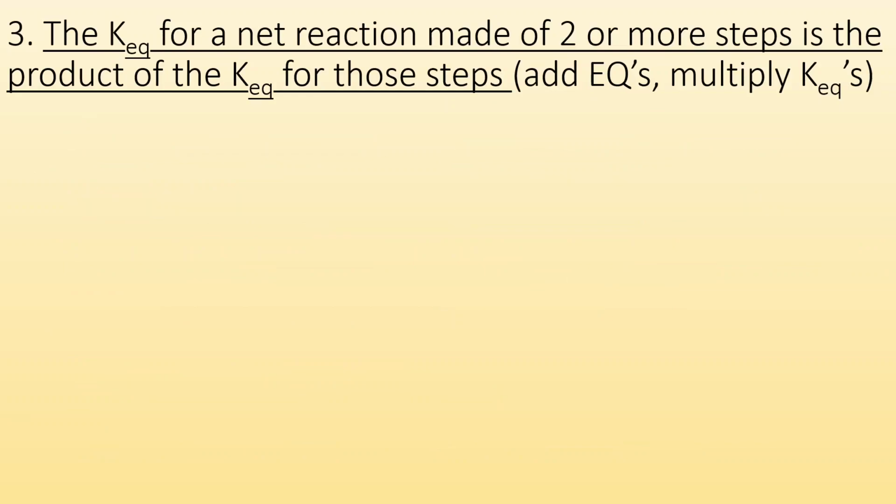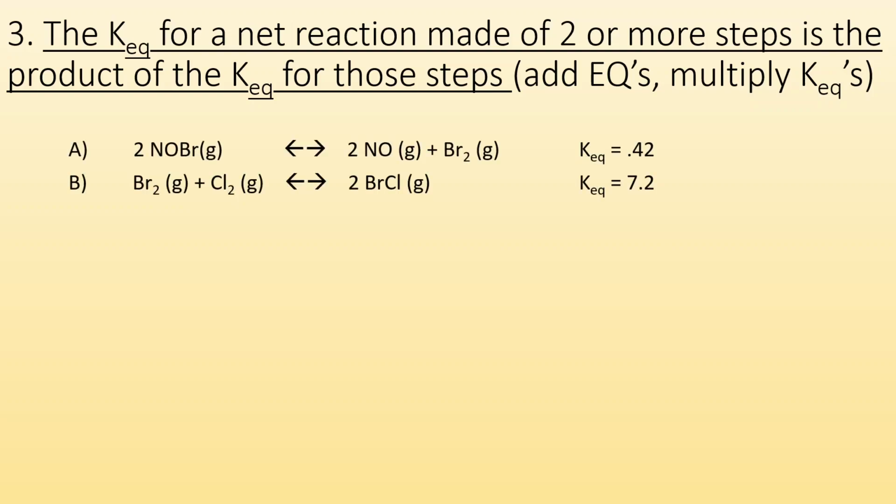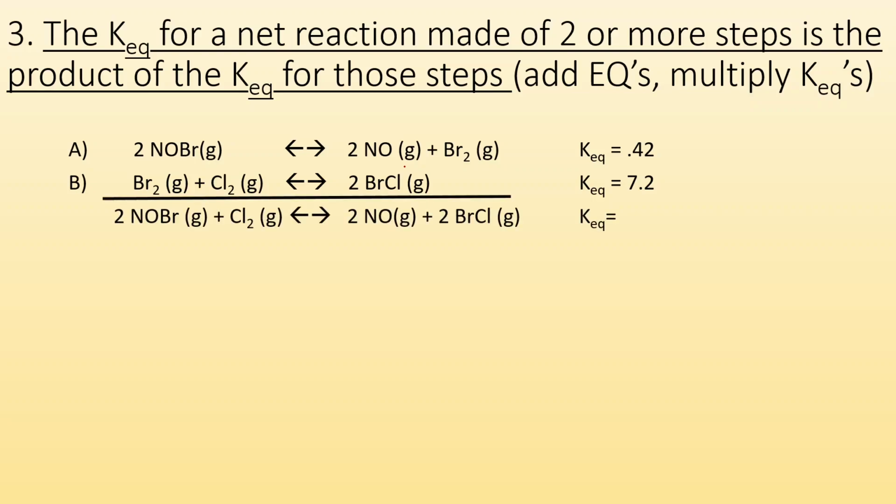Third little tidbit. The KEQ for a net reaction made of 2 or more steps is the product of the KEQ for those steps. Basically, if you add equilibriums together, you got to multiply their KEQs together. So here's an example. I got these 2 different equilibrium, and I can go, hey, I'm going to add these. I'm going to combine these together, right? So I look, hey, my Br2s cancel out, and I think that's the only thing that cancels out, and I end up with this resulting equilibrium when I combine them.